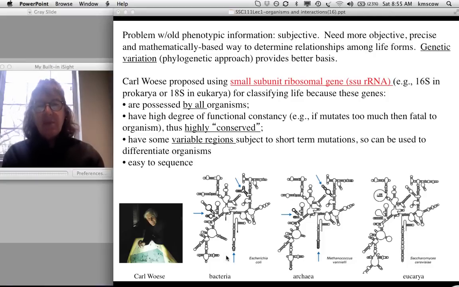I'm giving you a very simplified view of this. It's much more complex than how I'm describing it, but the basic principles are there. And this is easy to sequence. And now, using this to be able to compare organisms, we have this very objective, quantitative way to be able to determine relationships among life forms.